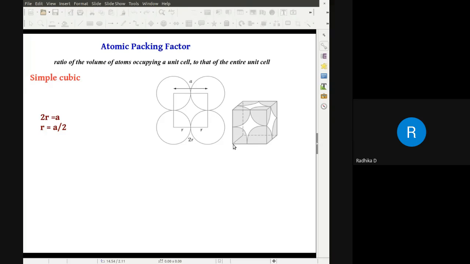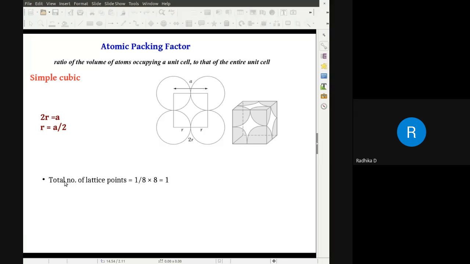For the simplest reason, A is equal to B is equal to C in a cubic system. This is a main important point you need to remember: all sides are of the same length. So I'll take it as A is equal to 2R, or 2R is equal to A. I'll get radius R is equal to A by 2. Now, why do I need that? I need to find the volume of atoms occupying a unit cell and then the volume of the entire unit cell.